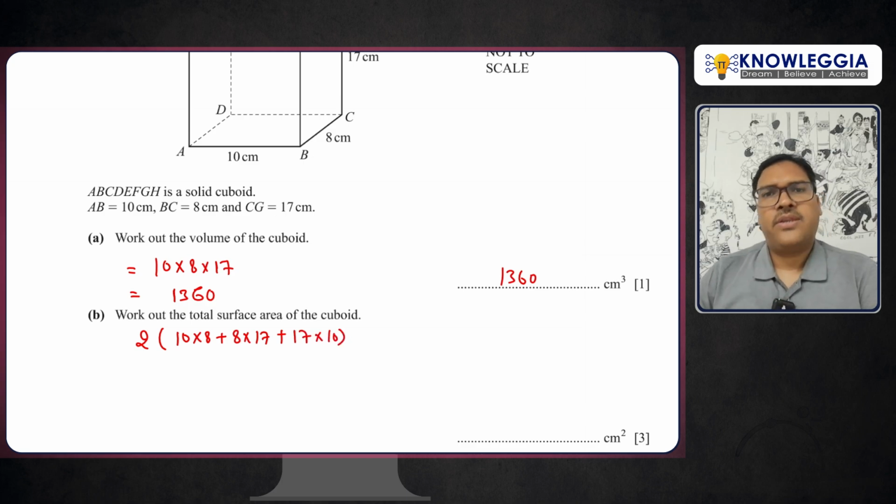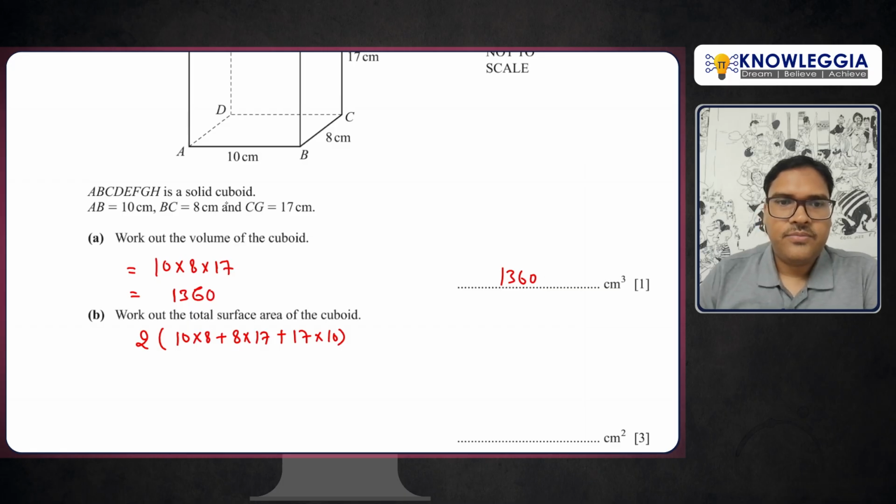So write the area of each surface and area of each rectangle basically. So what is the value? You can check this answer. This is 10 into 8, 8 into 17, 17 into 10. And you can just check the calculation. This is easy. So this is 1772 centimeter square. That is, you can say, the surface area.